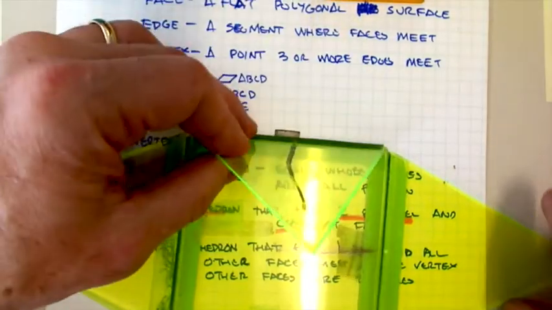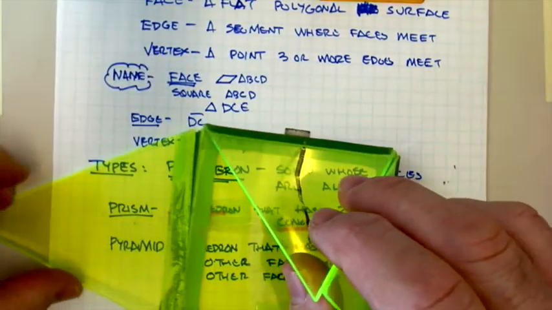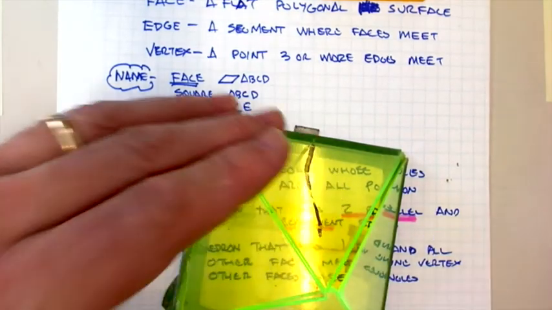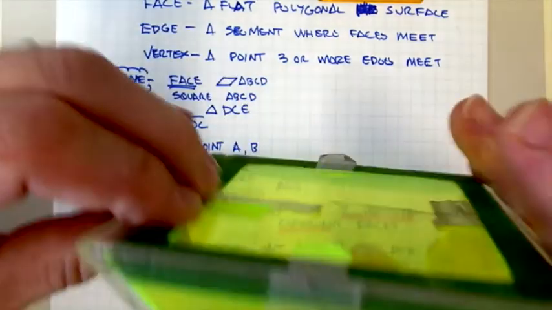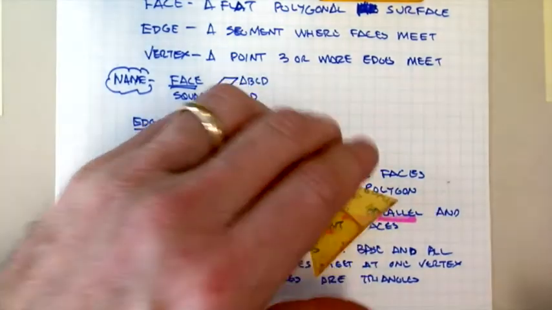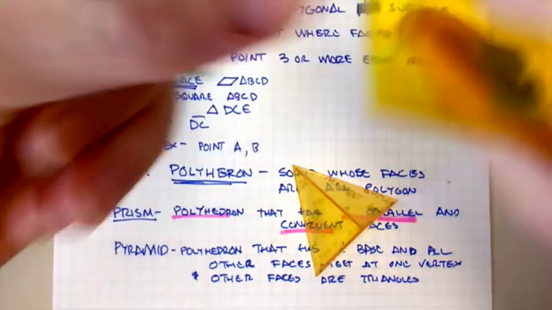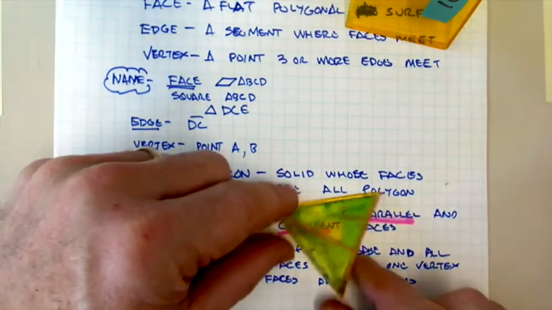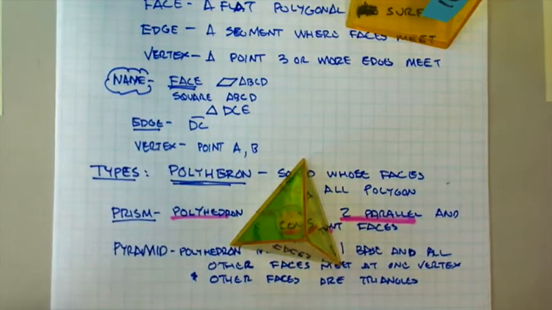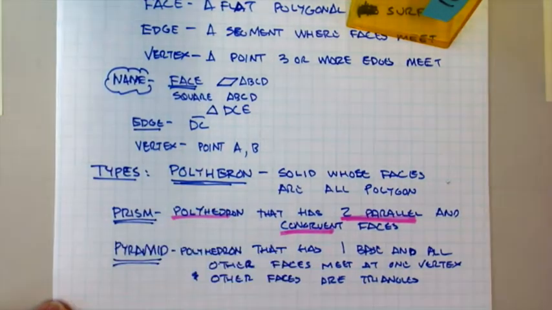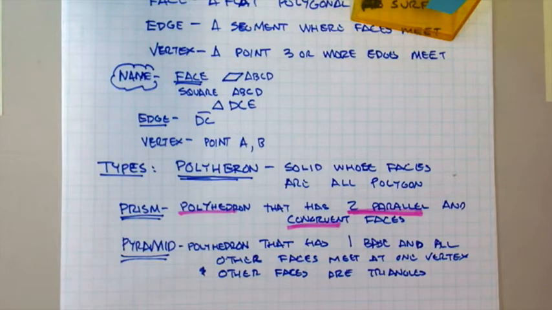Okay. They meet at a single vertex here, which the way it's placed is on top. Obviously I could flip it over and it could be on its side or on the bottom, but this is a pyramid. It happens to have a single base that is a triangle, and then all of the other faces are triangles. Okay. So these are two of the main types of polyhedrons that we want to work on.